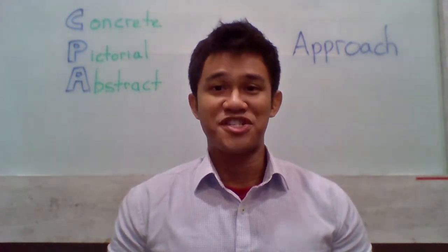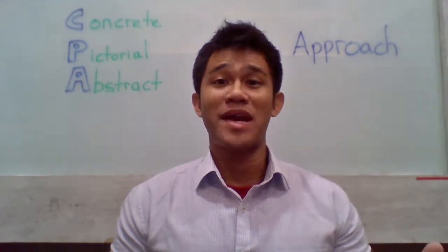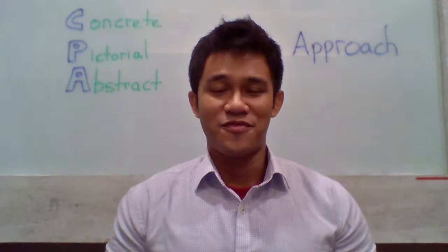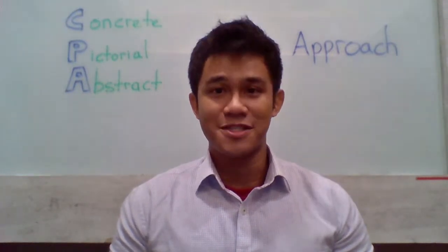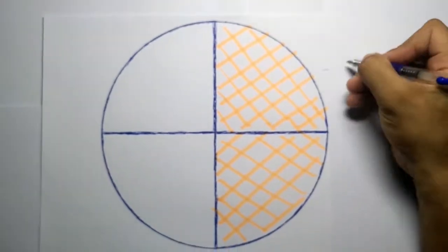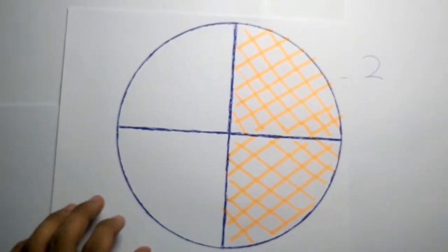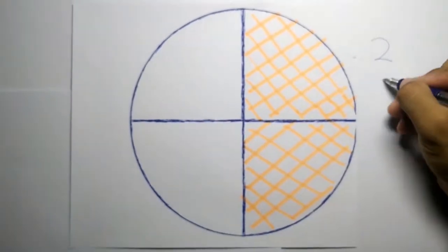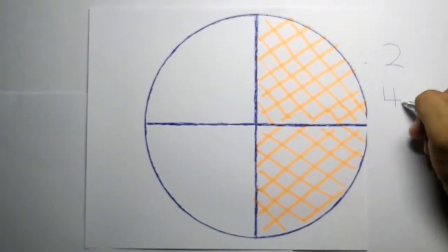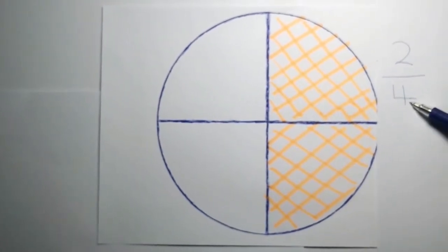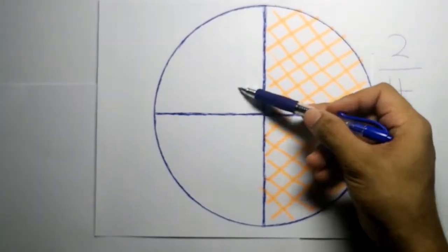In order to bridge the gap between the pictorial form and the abstract stage, we need to consider the quality of our questions and our explanations. In our example, we ask questions such as how many parts are shaded and how many parts are there altogether. Students would respond and the abstract form would be written down as such. Afterwards, we ask the students to explain how we derived the abstract form.